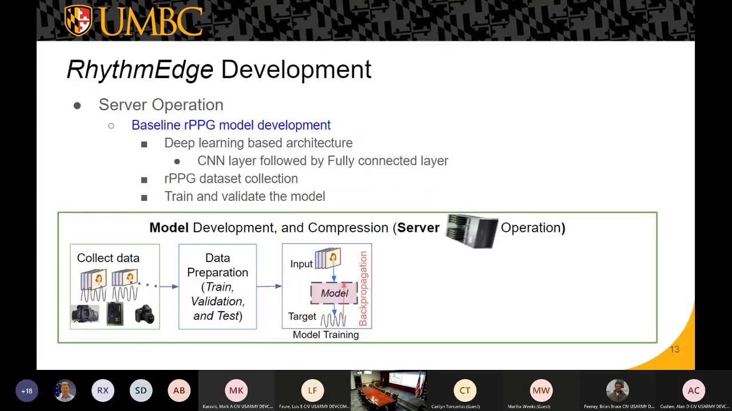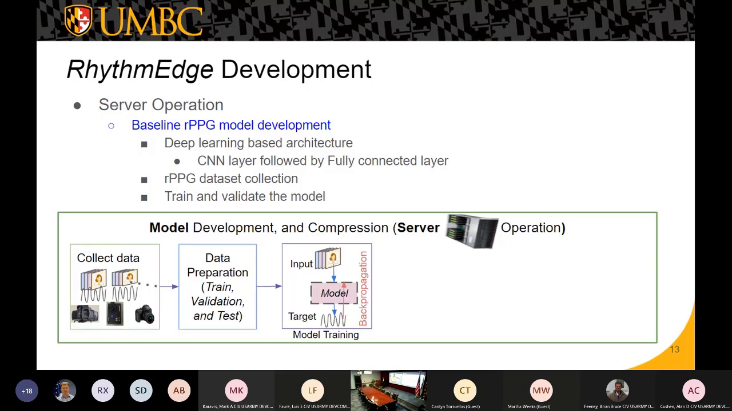Okay, so the first thing in my research work was to develop a baseline model. How do we develop a model that can extract heart rate from raw video data? That's our first approach, and in that work we developed a convolutional neural network based model that can extract PPG from video data.